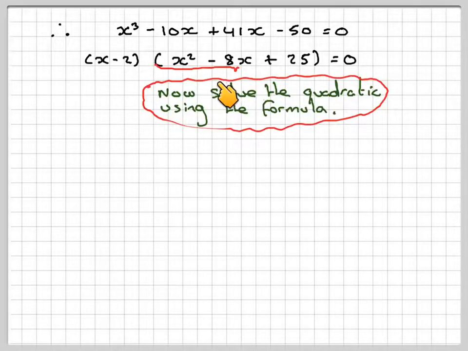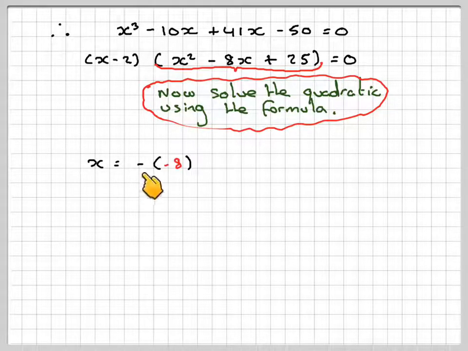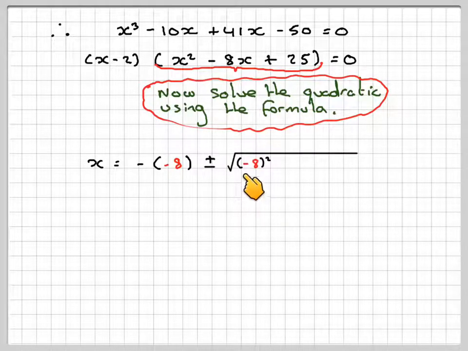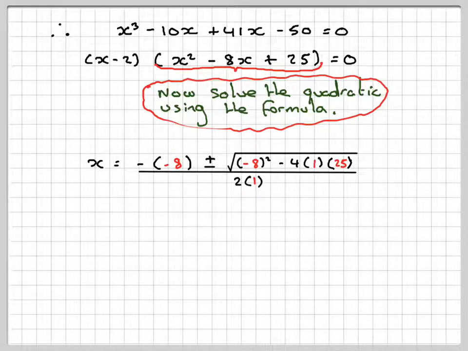quadratic. We either try to factorise it, which you won't be able to do, or you use completing the square, but we're going to use the quadratic formula. So x is equal to minus b. b is minus 8, so it's minus minus 8, plus or minus the square root of b squared, so it's minus 8 all squared. Be careful to put that in brackets. Minus 4 times 1 times 25. All over 2 times 1.